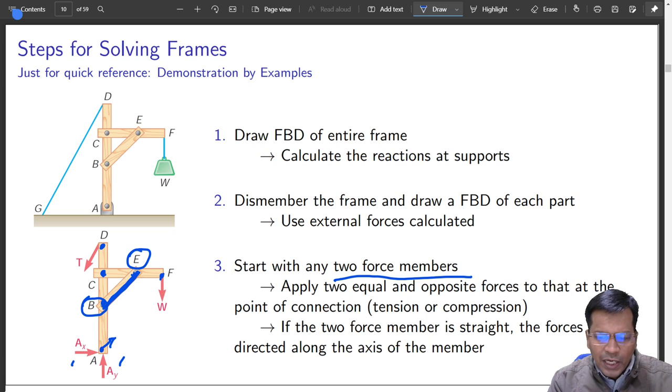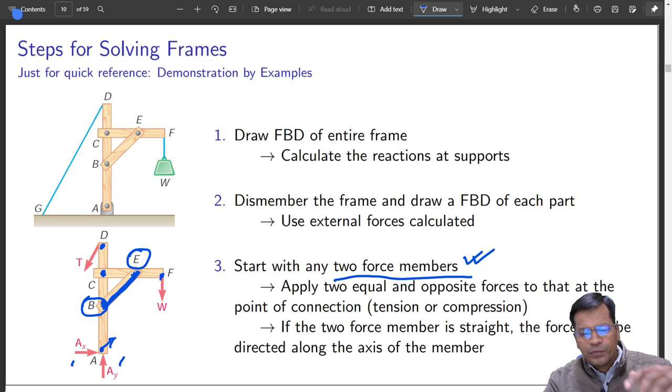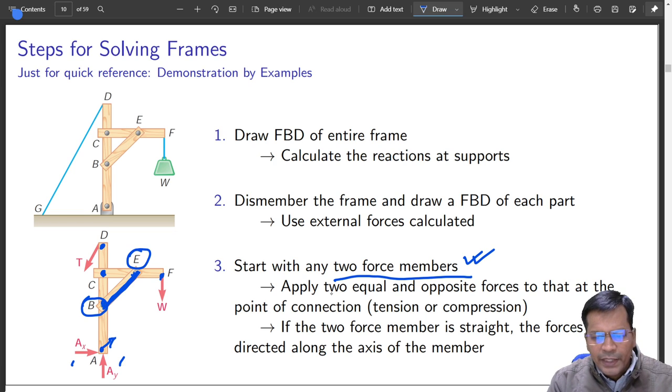So you have to start with a member which has just two forces, because if you create force and moment balance equations, you can solve for as many as two forces. So that is the reason we started with that. Apply two equal and opposite forces to that at the points of connection. Forces will be equal and opposite.